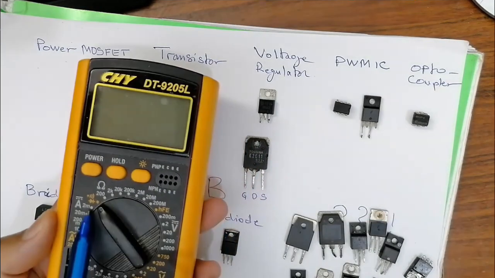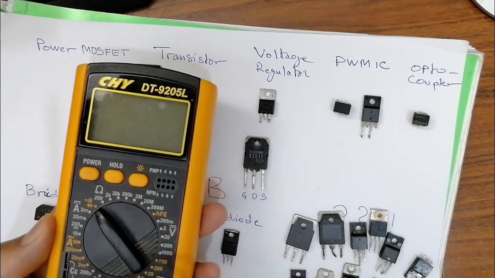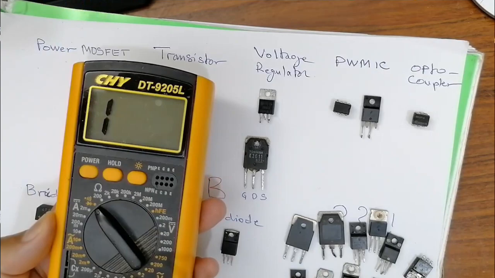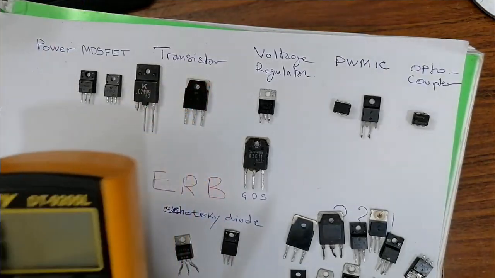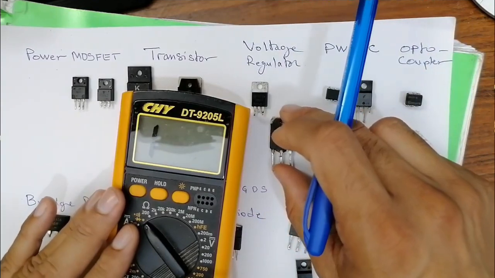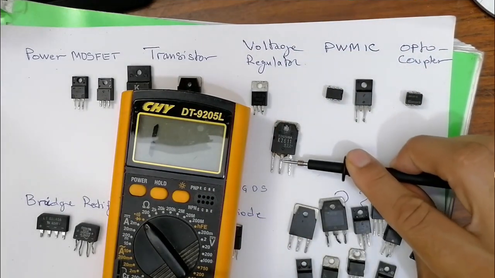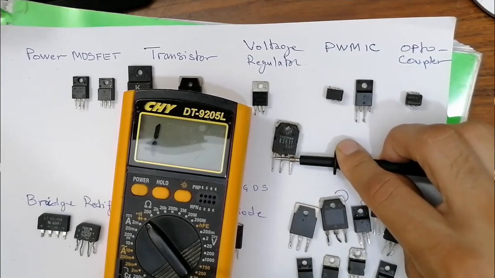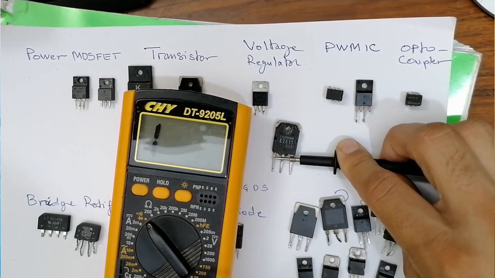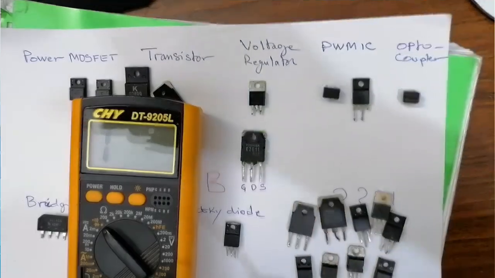Of course I will choose the diode option, as you can see, and then press the power button. Let's check. The first thing to do is to connect between these two pins and these two pins in order to discharge the MOSFET. So let's test this MOSFET right now.